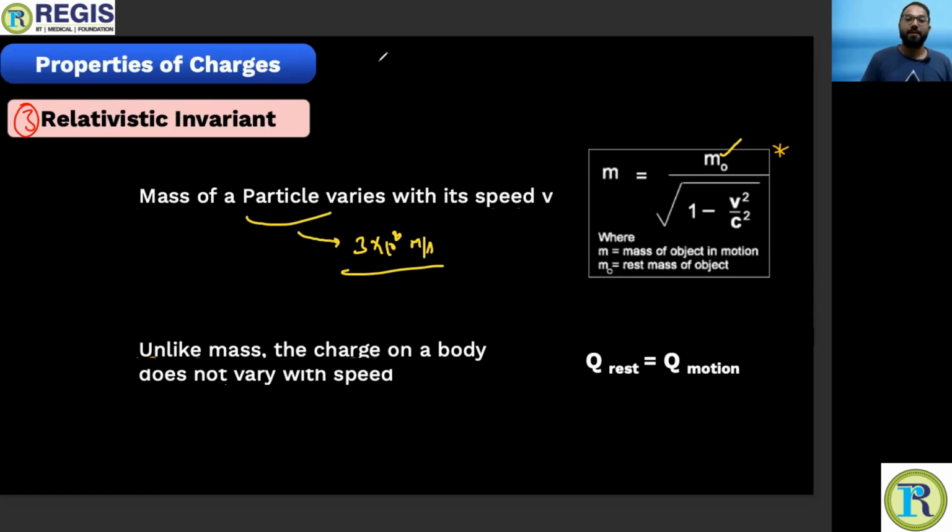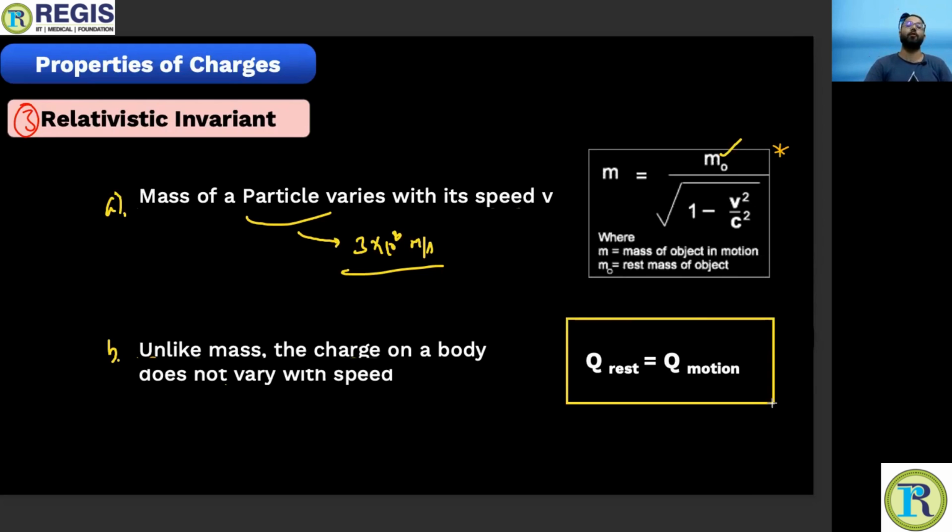But charge is independent of speed. So the amount of charge at rest, its value, or we can say its magnitude, will be the same even if it's moving with the speed of light. But the mass of a particle varies with speed actually. Clear? You can note down.